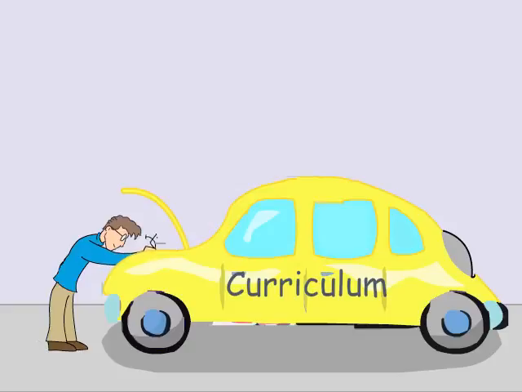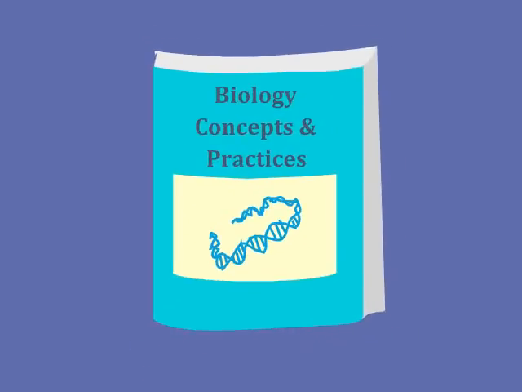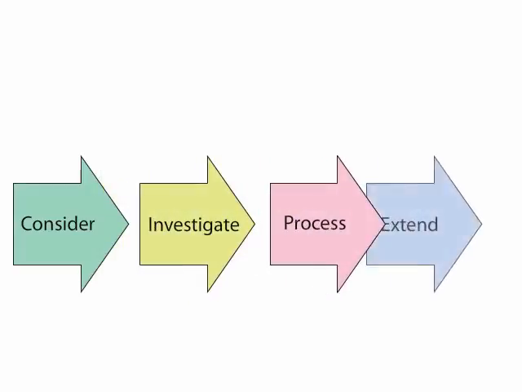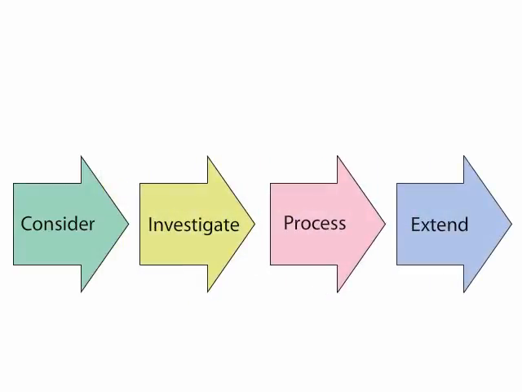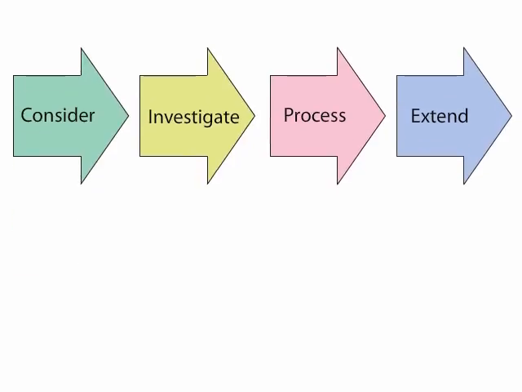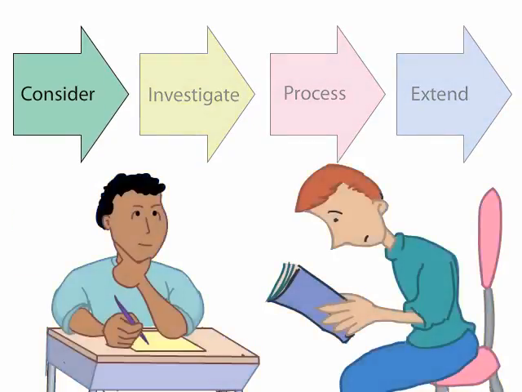This video describes why a teacher might want to modify a curriculum and how these modifications can be made. An introductory biology course entitled Biology Concepts and Practices is used to provide examples of various ways a curriculum could be modified. The learning experiences in Biology Concepts and Practices are structured around a teaching and learning framework consisting of 4 phases. In the consider phase, students think about what they know about the concepts they are about to investigate and read a story involving these concepts.